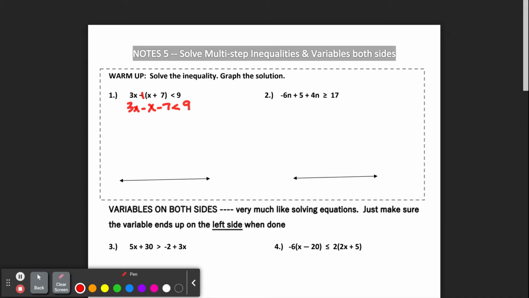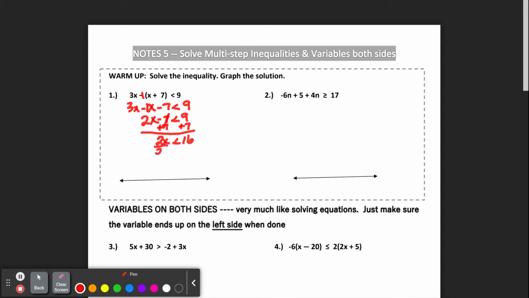So then we combine our x's. So this would be 3x minus 1x gives us 2x. Minus 7 is less than 9. And we're going to add 7 to both sides. The -7 and positive 7 cancel out. So 2x is less than 16.